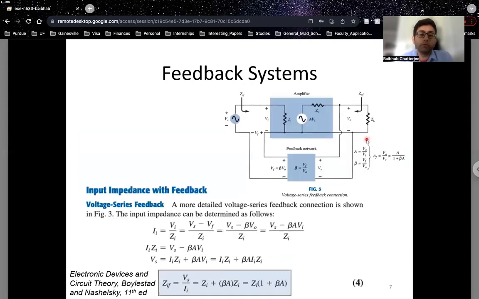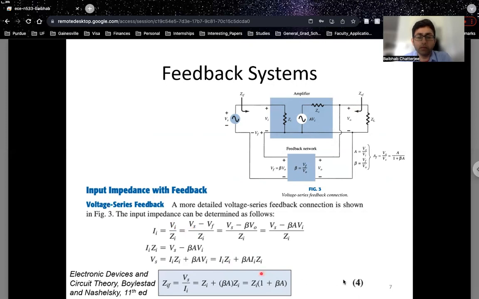You can also find out how the input impedance and the output impedance of the circuit change as you have different kinds of feedback. And again, you can calculate this using the KVL equations that are mentioned here. Just go through the equation. It's just a very basic implementation of Kirchhoff's voltage laws.